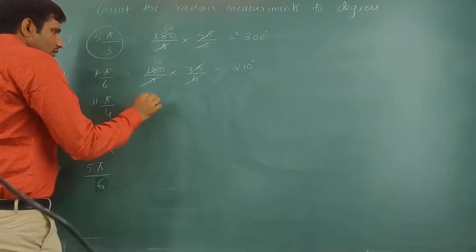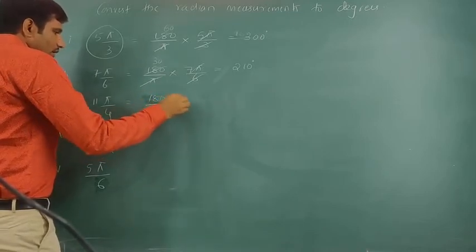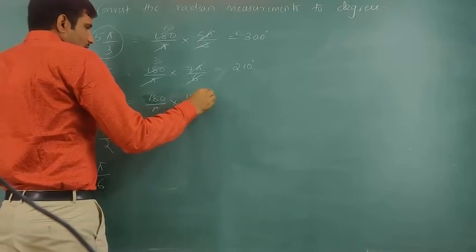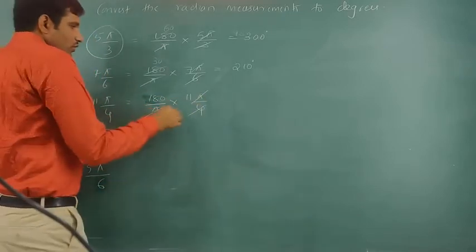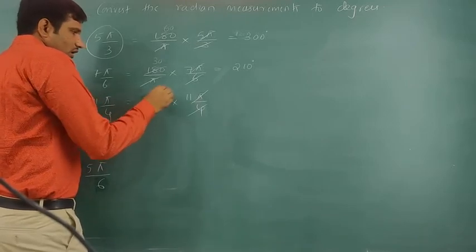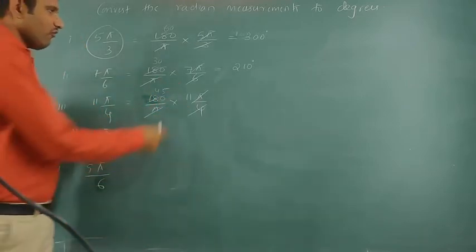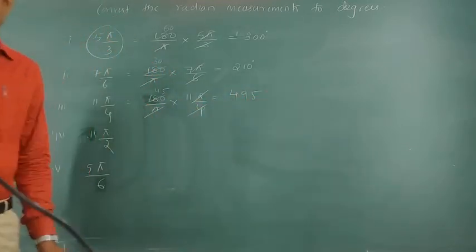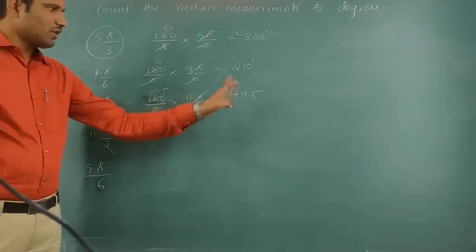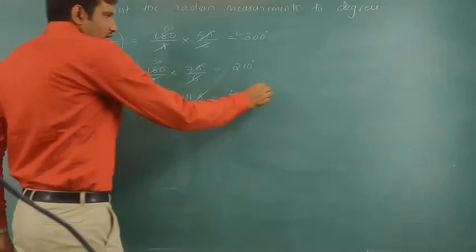Similarly 11 pi by 4. That is 180 divided by pi into 11 pi by 4. Pi will get cancelled. Now 4 fours are 16, 4 forty-fives are 180. Now it is 45 into 11. How much is it? 450 plus 45. So 45 into 11 is 495 degrees.